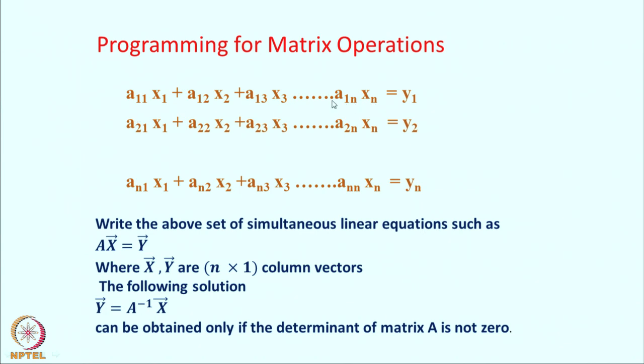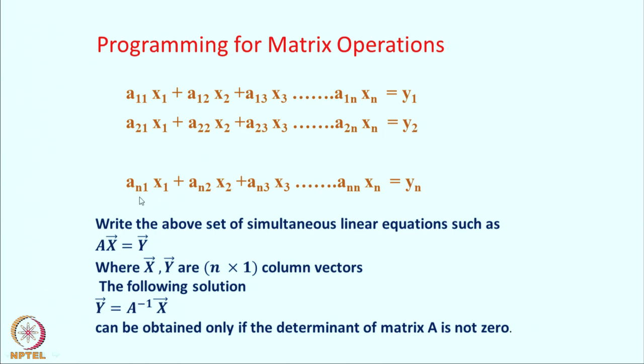This is my first equation between the n values of x. So, the second equation is a21 x1, a22 x2, a23 x3 all the way up to a2n xn. So, the first equation is equal to y1, the second equation is equal to y2.